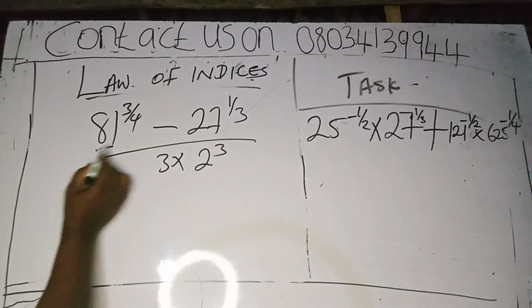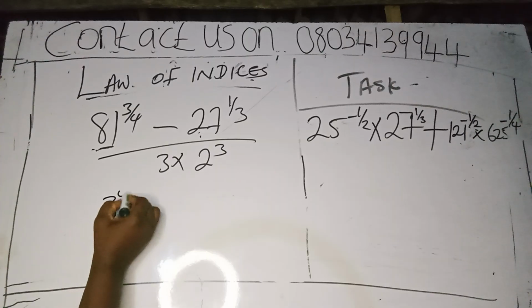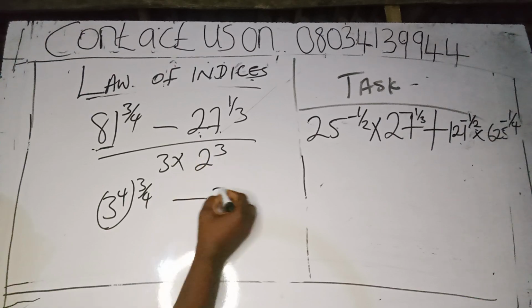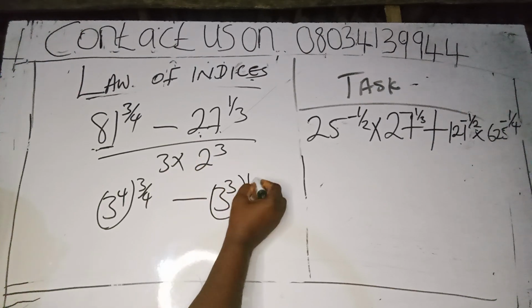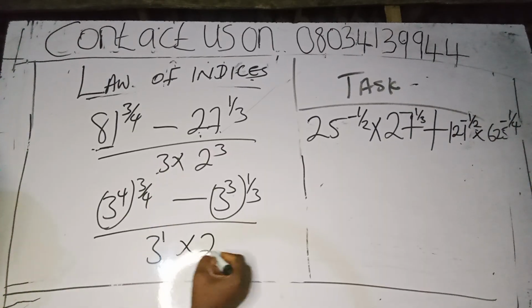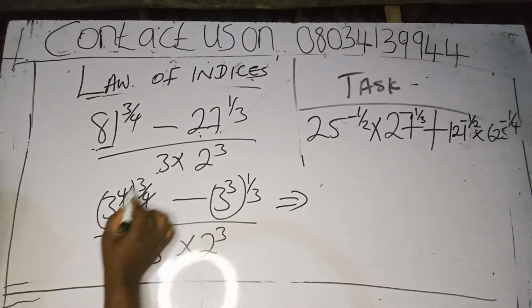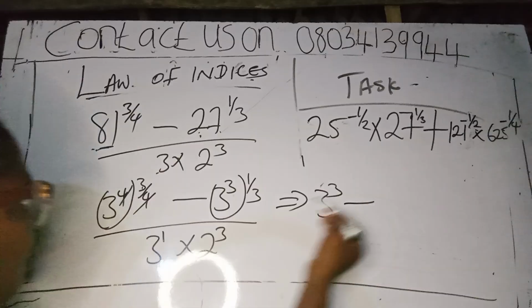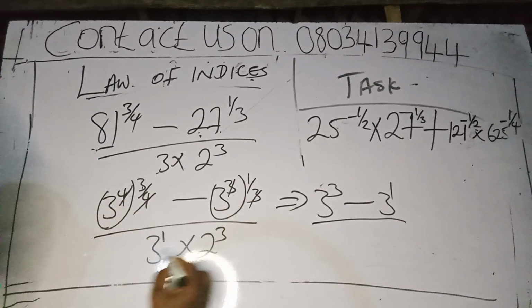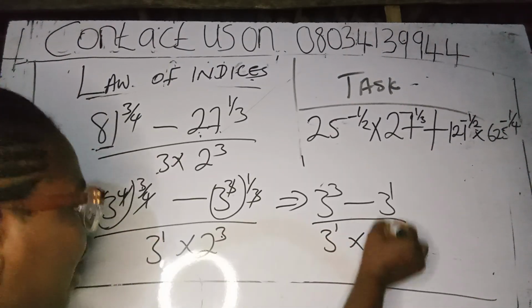I can see that all of them can be expressed in base 3. So I can have 3 raised to power of 4, all raised to power of 3 over 4, minus 3 raised to power of 3, all raised to power of 1 over 3, divided by 3 raised to power 1 times 2 raised to power of 3. This 4 takes away this 4, so I arrive at 3 raised to power of 3 minus, take away this, I have 3 raised to power of 1, all divided by 3 raised to power of 1 times 2 raised to power of 3 is 8.